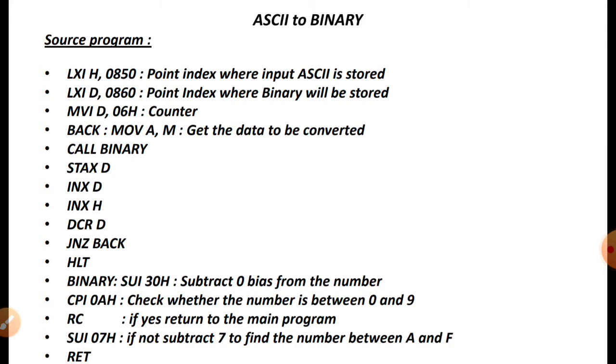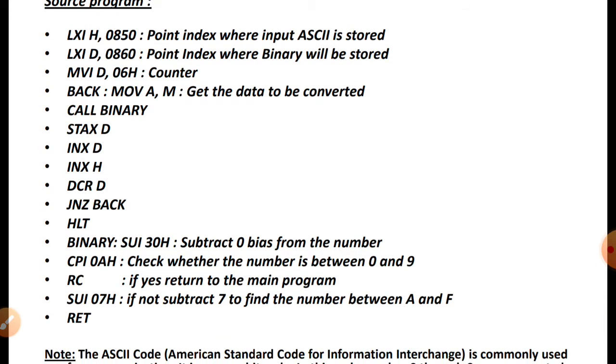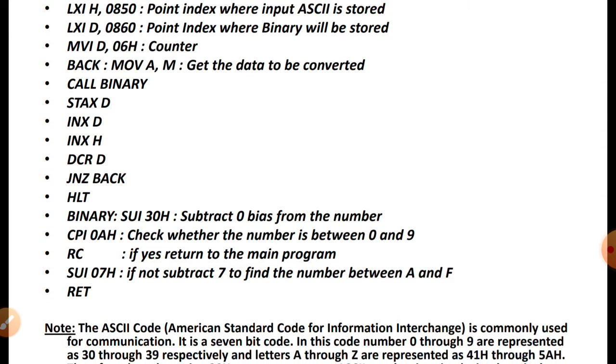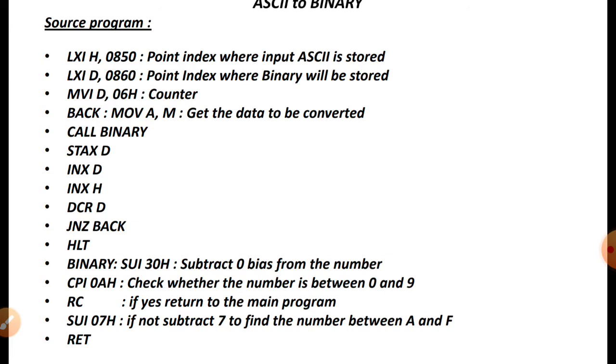तो सबसे पहले इस प्रोग्राम में क्या किया गया है, सबसे पहले ASCII जो नंबर अवेलेबल है 0850, HL पेयर को उससे इनिशियलाइज़ कर दिया गया, और जहाँ पे हमको रिजल्ट को स्टोर करना है दैट इज़ स्टोर्ड इन द D पेयर. उसके बाद हम काउंटर इस्तेमाल करें, कितने नंबर्स हैं जिसको हमको कन्वर्ट करना है, वी आर यूजिंग अ काउंटर. Of course there is a mistake, it should be MVI C because we have to use C register as a counter.